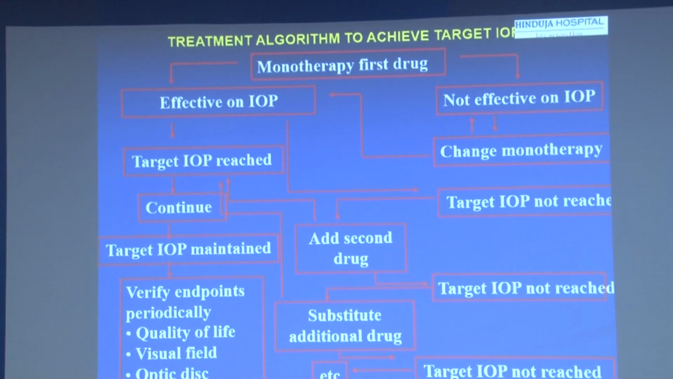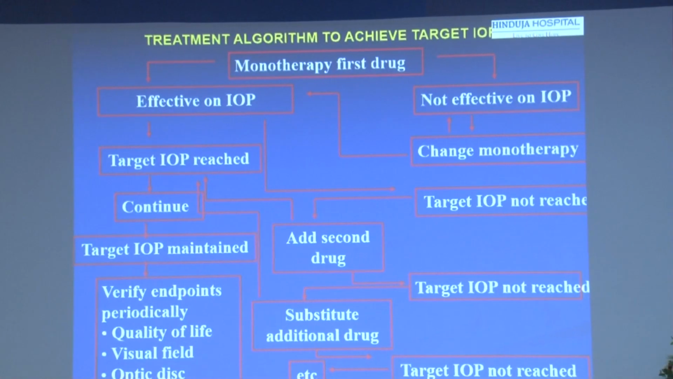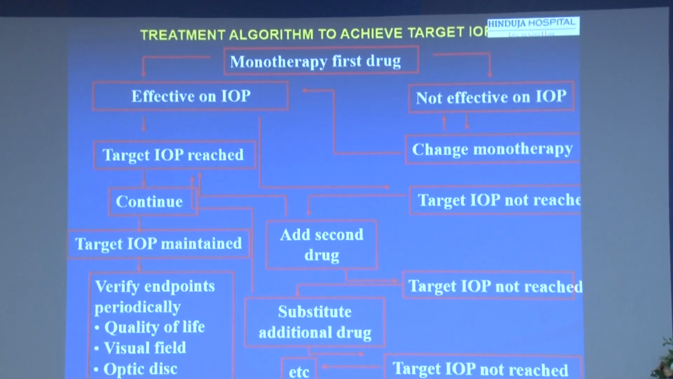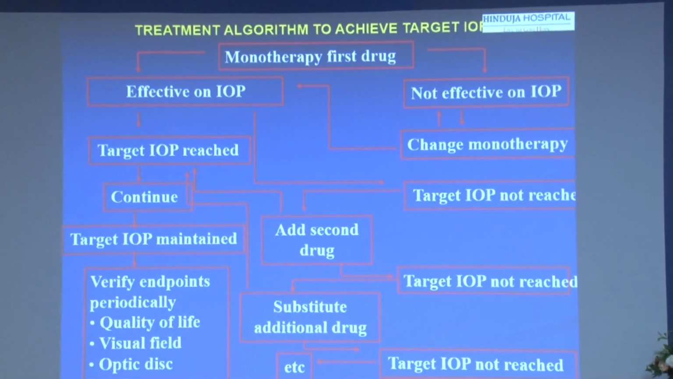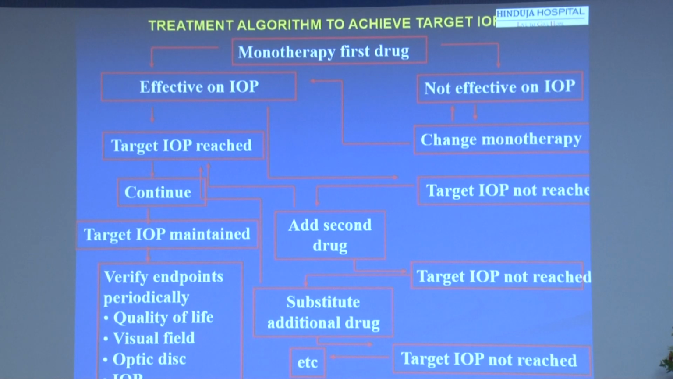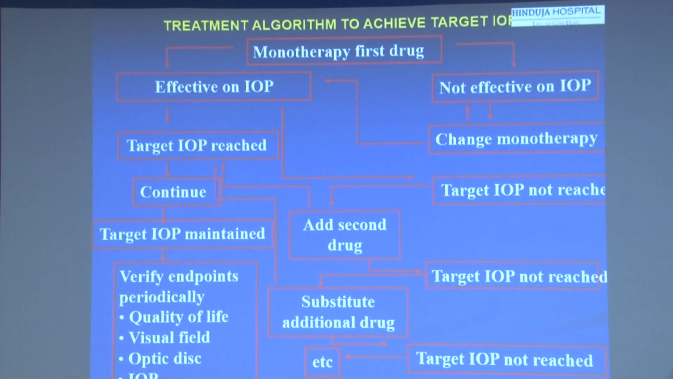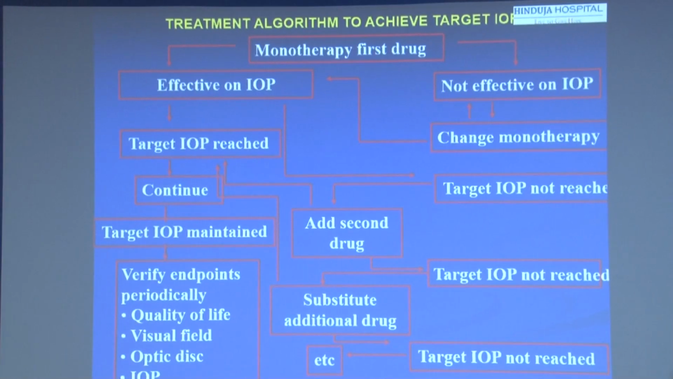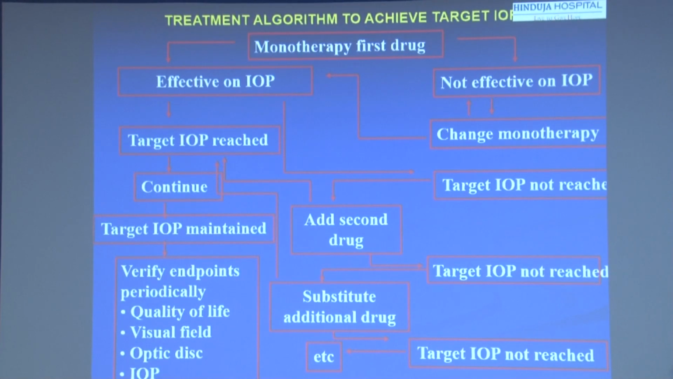Okay, now this algorithm, if you follow it, probably you will not be over-treating any patient with medication. This is the European Glaucoma Society guidelines, which always start with monotherapy first. If it is effective on IOP, because there can be 2 alternatives, either it is effective on IOP or non-effective. If it is effective, then the next step is to see whether you have achieved target IOP or not. If you have achieved it, definitely continue and follow up as you would like to.